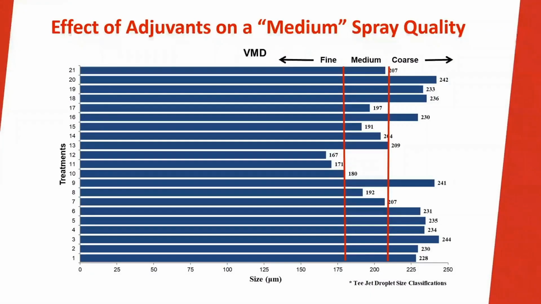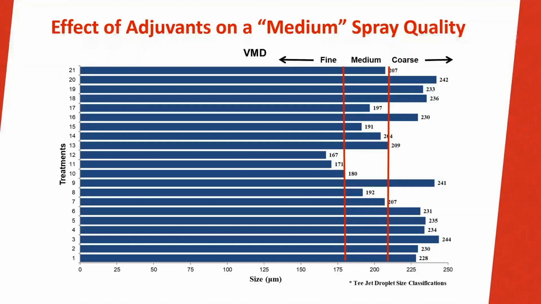We can also use adjuvants to manage droplet size and therefore decrease the drift potential from our applications. You will see here in this slide that we tested 21 different treatments, including different herbicides and different adjuvants. We sprayed them with the same nozzle. The nozzle that we checked in the TJAP catalog would produce medium droplets. But remember, all the information in these catalogs is based on applications with water. So what happens now when we are spraying different herbicides with different adjuvants?